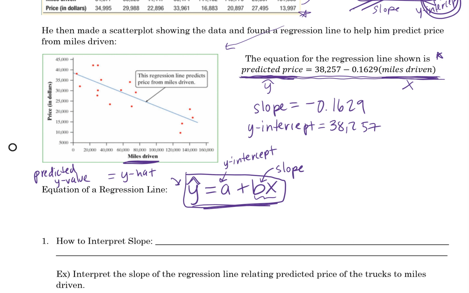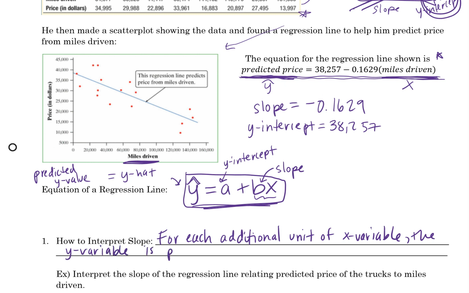So the way that we interpret slope goes like this. So for each additional unit of whatever the x variable is, the y variable is predicted to either increase or decrease, depending on the slope itself and the scatter plot and the whole situation. Decrease by whatever the slope is.